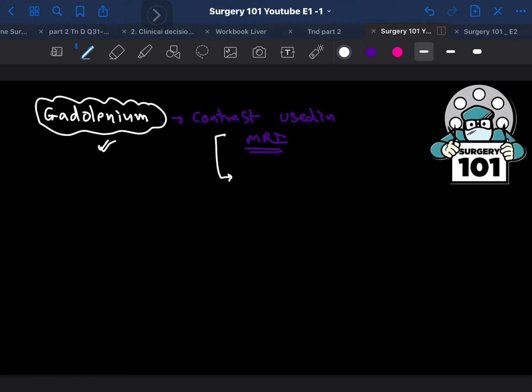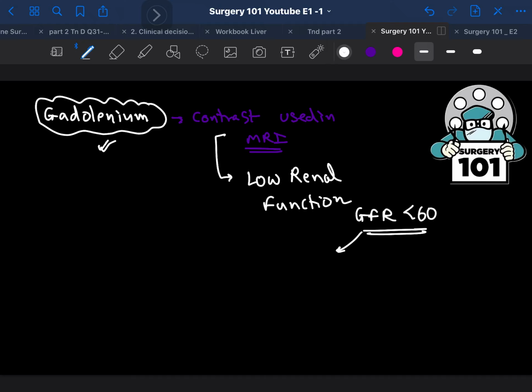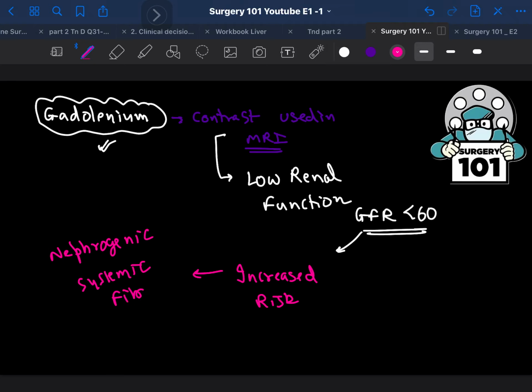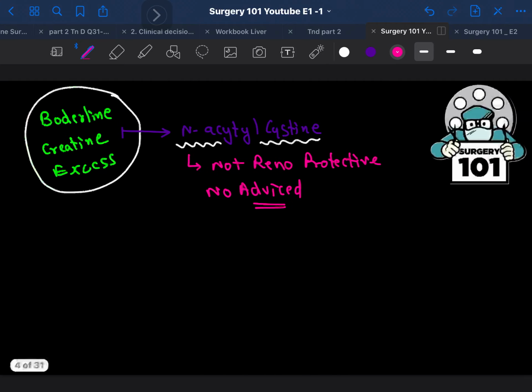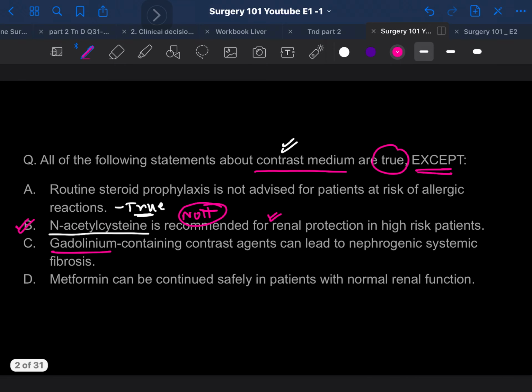Now, if the patient is having low renal function, if the GFR is less than 60, the patient is at an increased risk that the patient might land up into nephrogenic systemic fibrosis. So if gadolinium leads to a reaction, it will cause fibrosis across the body. Are you able to understand this point? It will lead to nephrogenic systemic fibrosis.